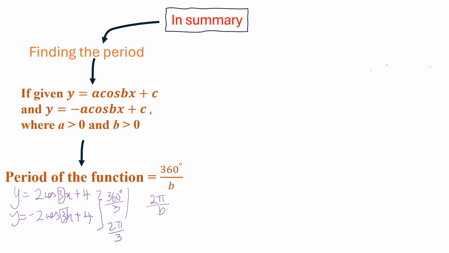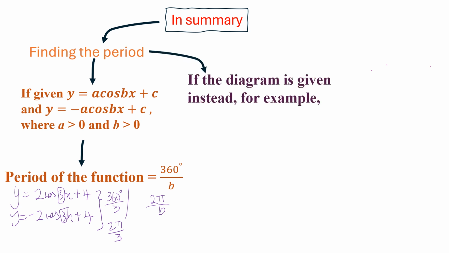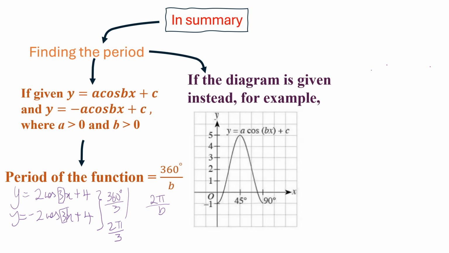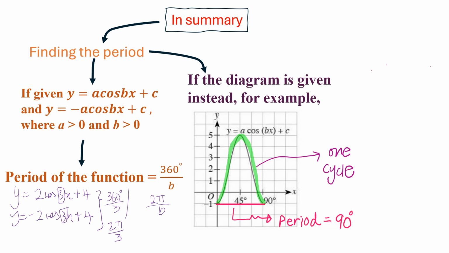And if you're given the diagram, similar to what we have learned for the sine functions, you just have to recognize one cycle, which is highlighted for you in green. So in this case here, the range is between 0 to 90, and hence the period will be 90 degrees, or pi over 2 if the unit given is in radian.